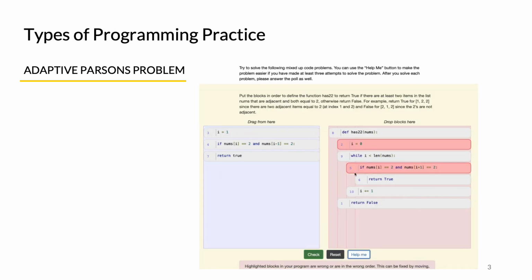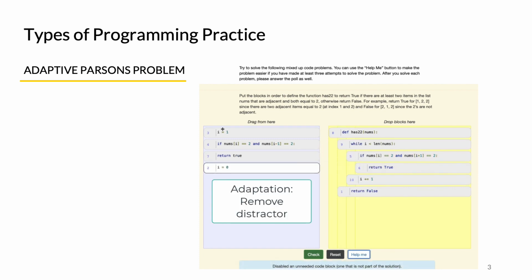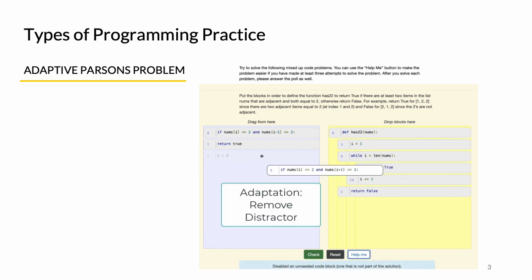But what is adaptive programming practice? It's practice that adapts based on a student's performance. It keeps the student challenged but not frustrated. Adaptive Parsons problems are a type of adaptive practice.